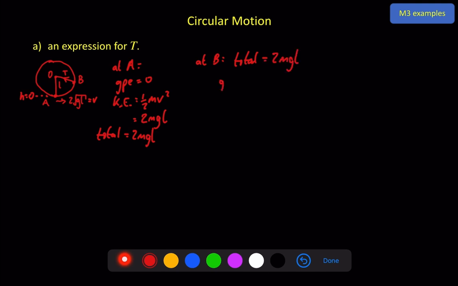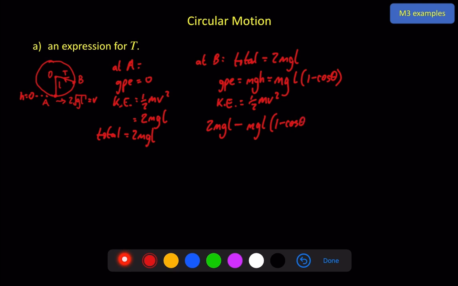Then our gravitational potential energy, mgh, is equal to mg times the height, which is L minus L cos theta. And then we've got our kinetic energy, which is a half mv squared, and the total energy minus the gravitational potential energy must equal the kinetic energy.